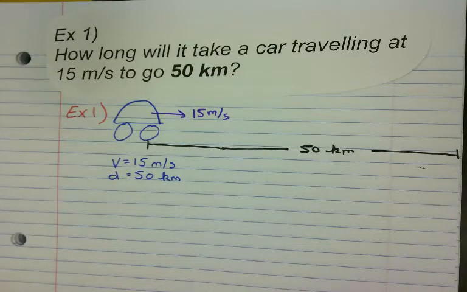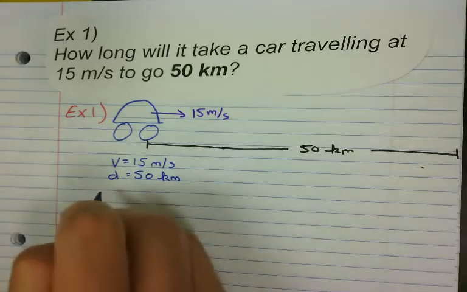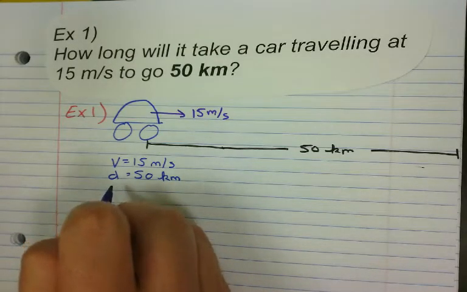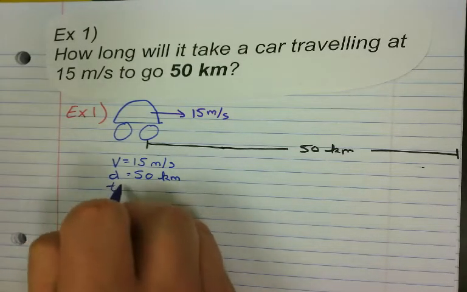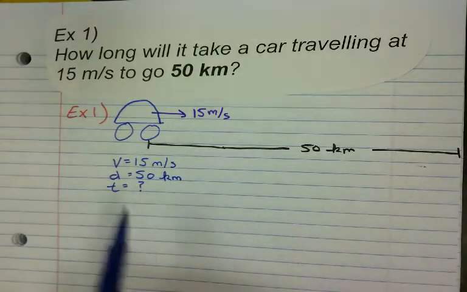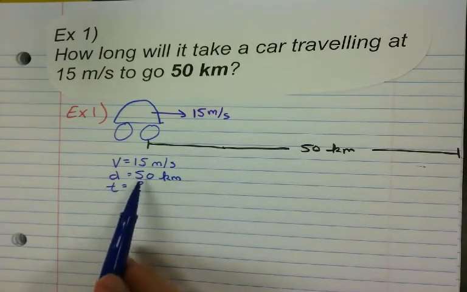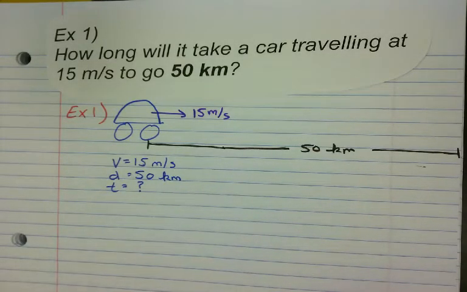And if I want to know how long it will take, that's a time. And so this is what my unknown is. So I say t equals question mark. This is what I mean when I say do my knowns and unknowns. These are the things I know. This is the thing I'm looking for.